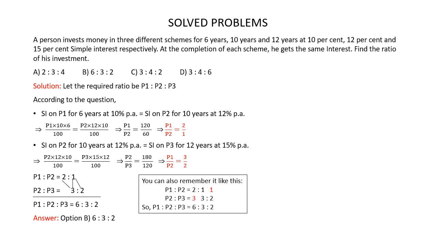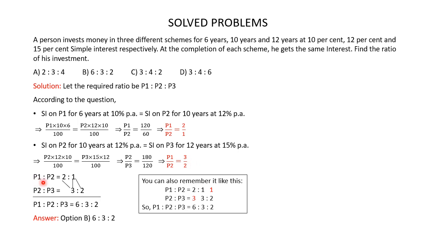This means P2 multiplied by 12 multiplied by 10 divided by 100 is equal to P3 multiplied by 15 multiplied by 12 divided by 100. On solving this equation, we get P2 divided by P3 is equal to 180 divided by 120. On simplifying this, we get P2 by P3 is equal to 3 by 2. Now you can write these two equations in the form of ratio like this.